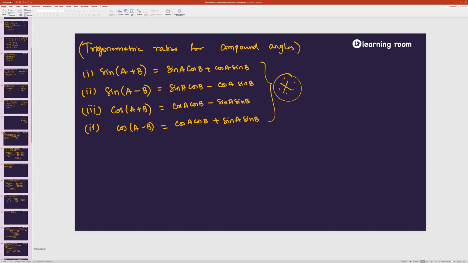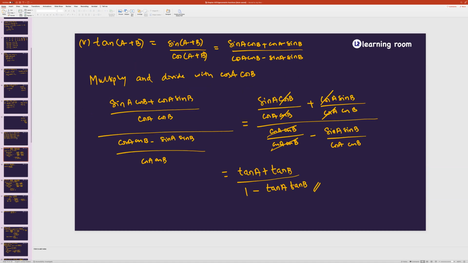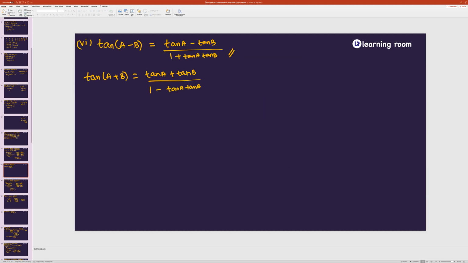So what about cos of A plus B? Cos cos minus sin sin, whereas cos of A minus B is cos cos plus sin sin. Right? Okay. The next part is tan of A plus B. So it is tan plus tan by 1 minus tan into tan. Similarly, tan of A minus B is going to be tan minus tan by 1 plus tan into tan. Right? Next.